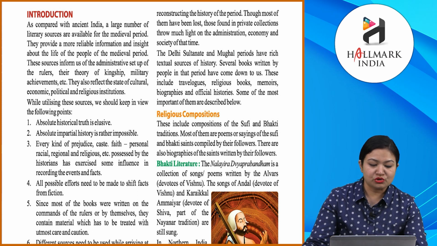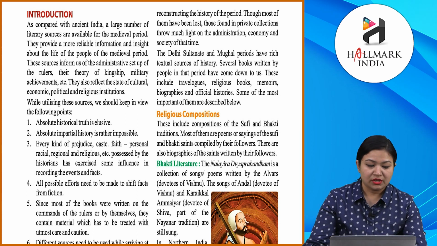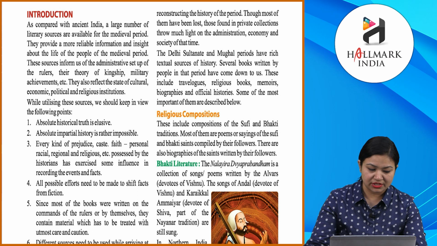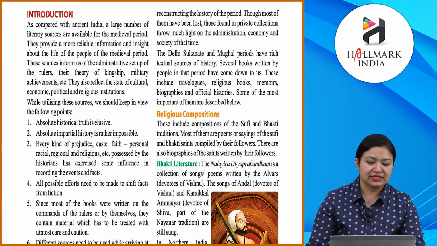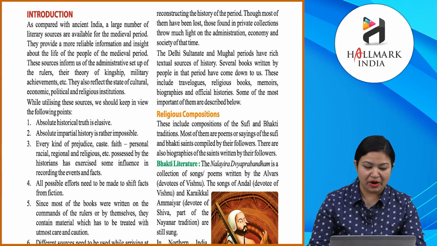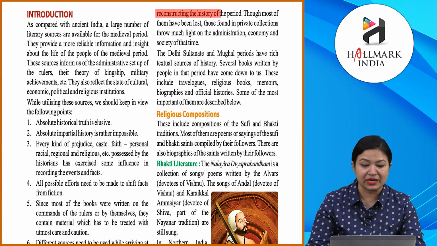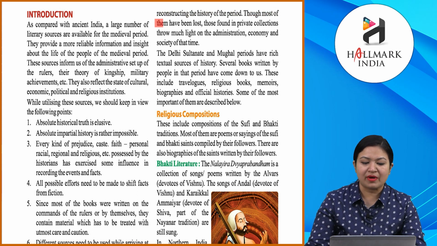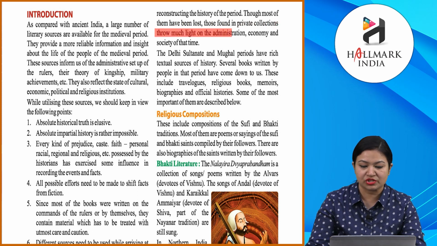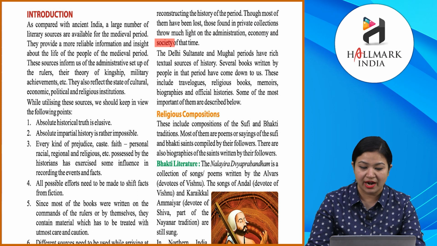Okay. Now, sources of information. The two main sources of information of this period are the literary and archaeological sources. Literary sources: state papers and official or private documents written in Persian provide much information for reconstructing the history of the period. Though most of them have been lost, those found in private collections threw much light on the administration, economy and society of that time.